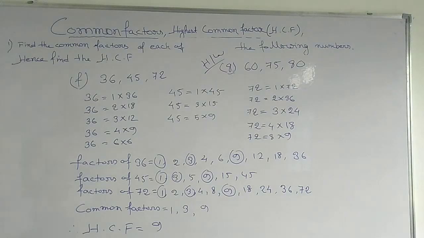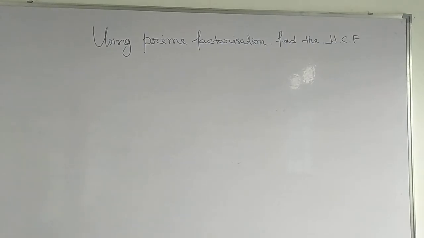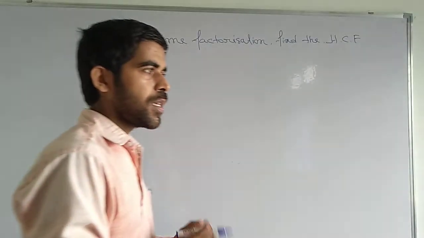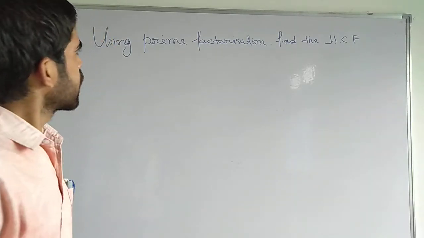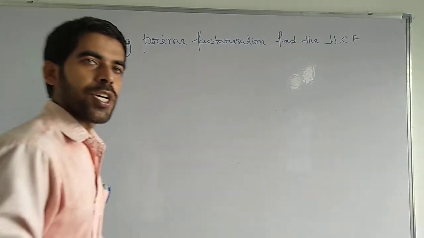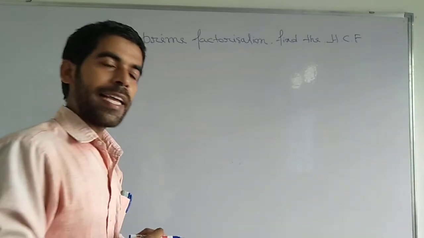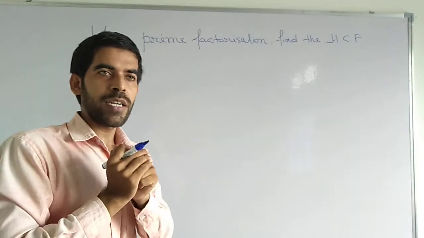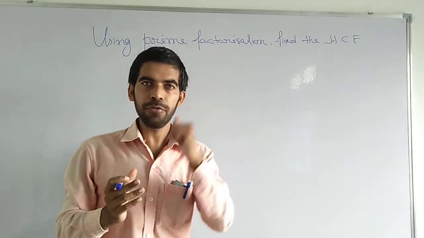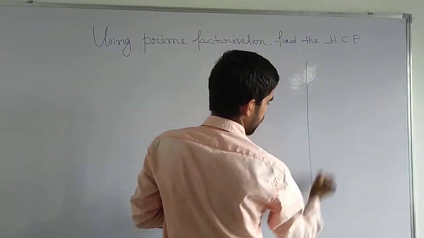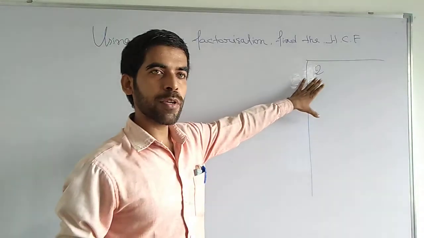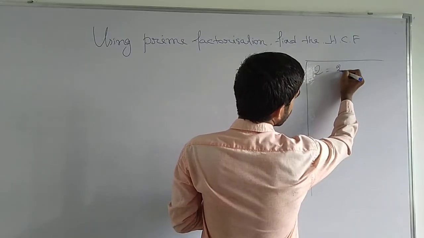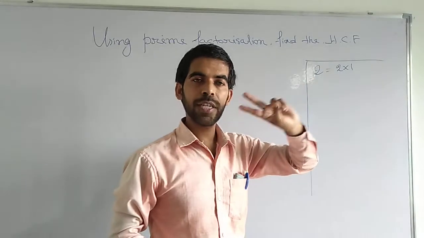So write down this one. Now we see, earlier you have done common factors by the factorization method. Now using prime factorization, we have to find the HCF. So what do prime numbers mean? A number which has only 2 factors is called a prime number. You know this one. So prime numbers start from 2. Why is 2 prime? Because 2 has only 2 factors. I will show you: 2 into 1 is 2. So 2 has only 2 factors, and that's why it is a prime number.